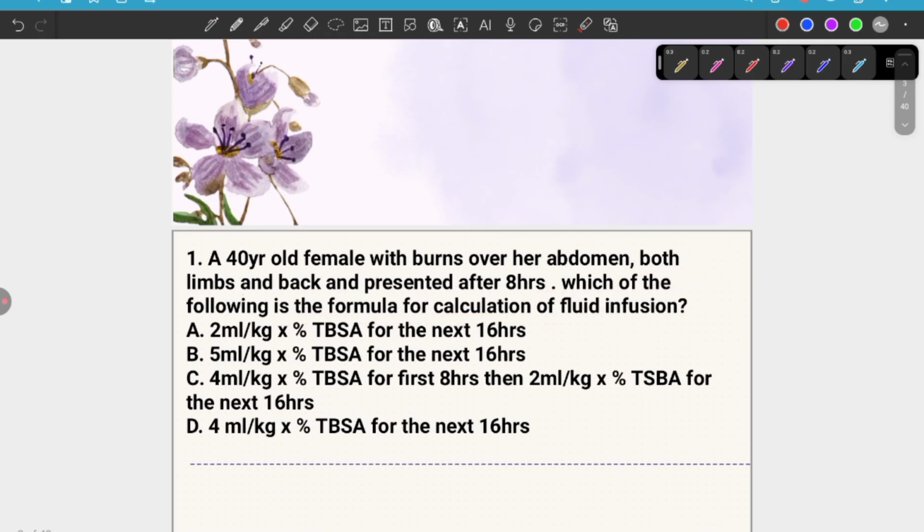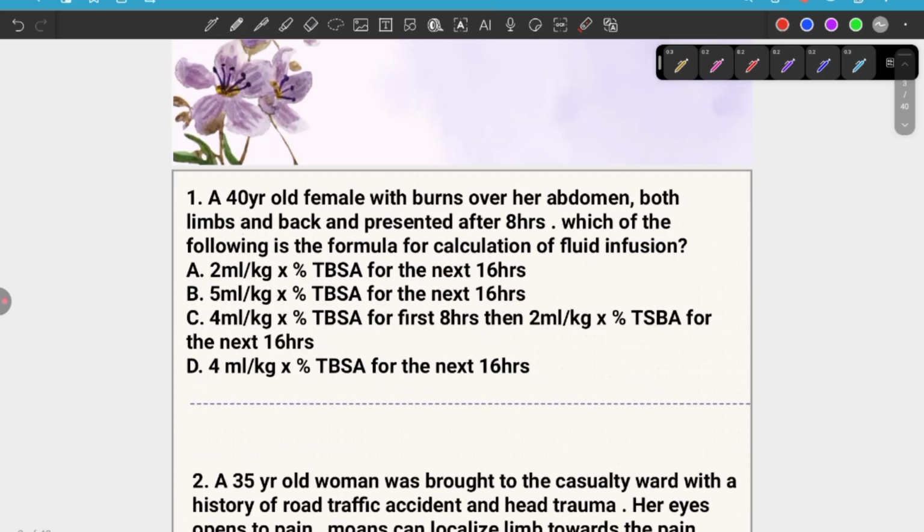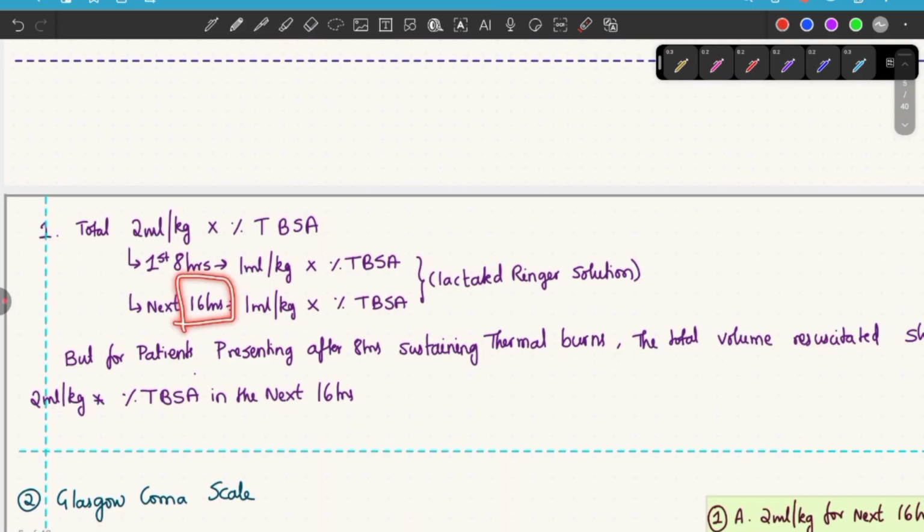First thing we have to notice, she is presented after 8 hours. Yes, first 8 hours we will give 1 ml per kg. Next 16 hours we will give 1 ml per kg into the percentage of the total body surface area that is burnt. Okay.